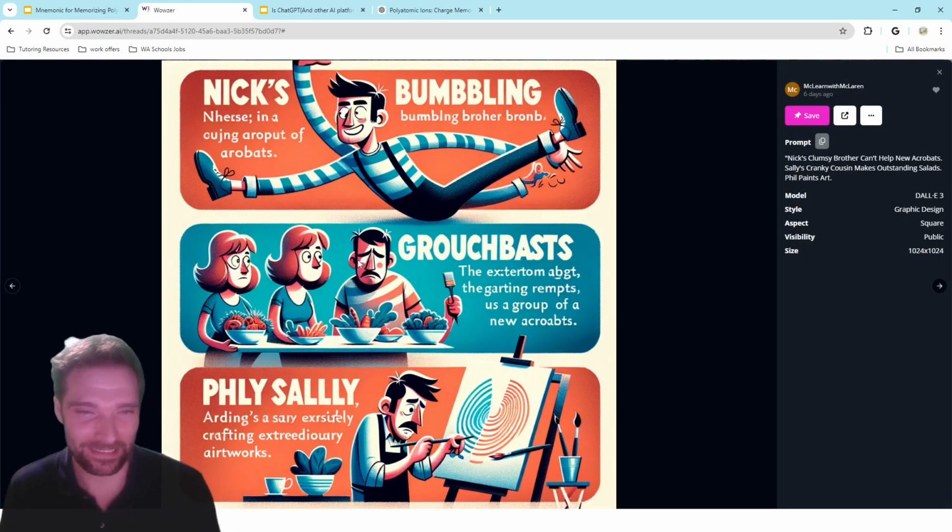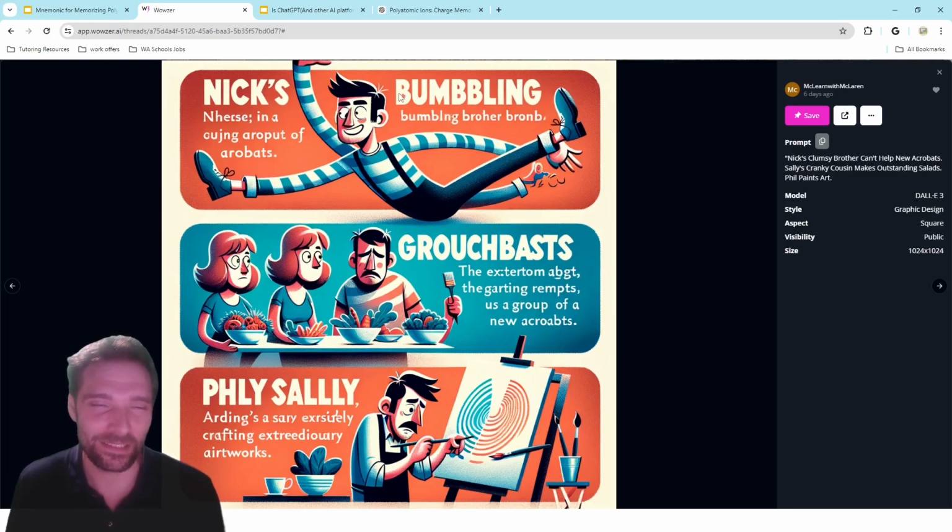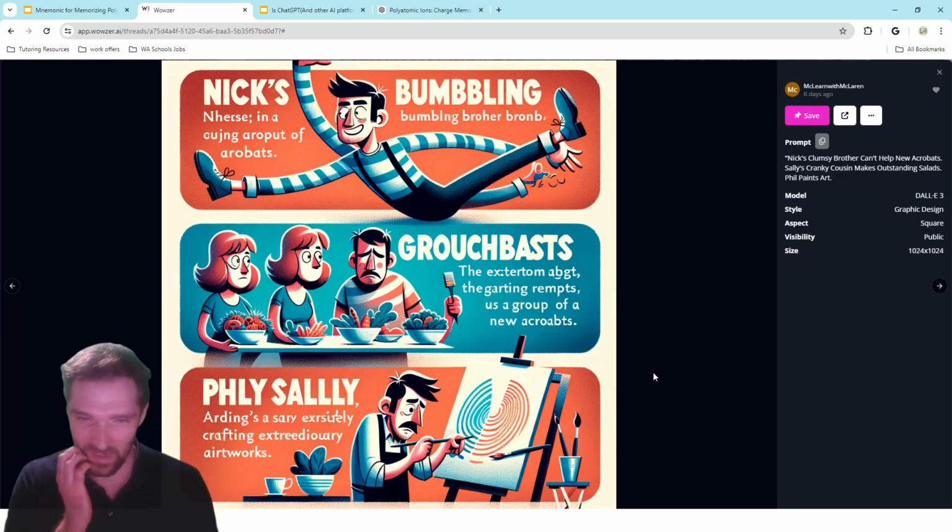But I really liked this image because you can see Sally and her cousin, who's a bit of a grouch, or he's cranky. So you've got the cranky cousin, but they look like pretty good salads. But I don't know why he's got a paintbrush. It's kind of a little bit AI weird still. And then it should be Nick's brother here, but this is showing acrobatics with Nick, so I think that's pretty good. And then Phil's painting art down here.